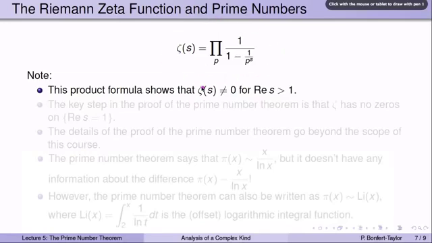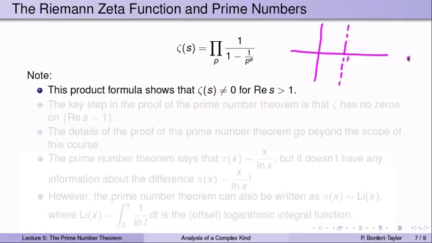Once you have this product formula, it is easy to see that zeta of s does not have any zeros for a real part of s greater than 1. So here's 1. And so far we had the summation formula, and there it was unclear whether something could add up to 0. But here's a product. The product can only be 0 if one of the factors is 0. None of these factors are 0, and that shows us that the zeta function is never equal to 0 for a real part of s greater than 1.